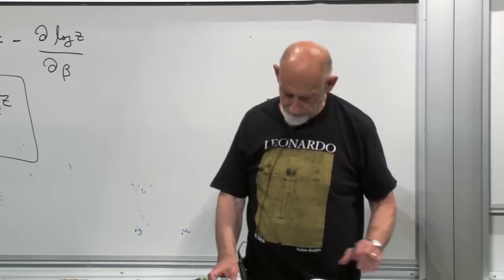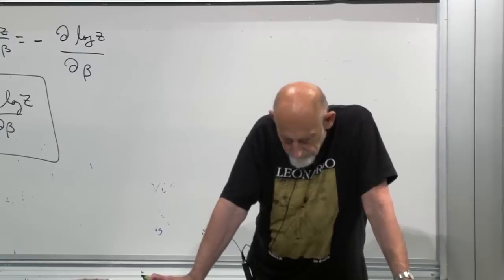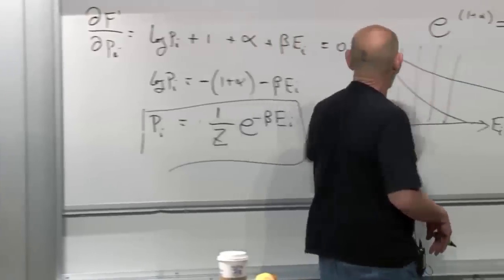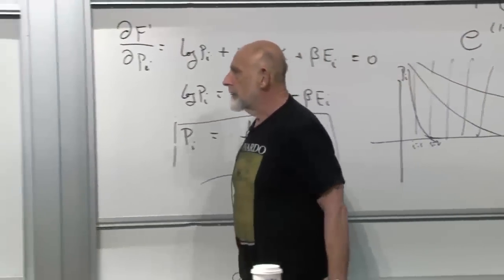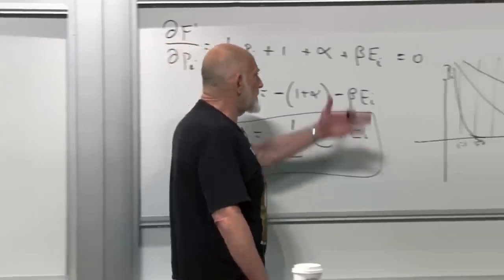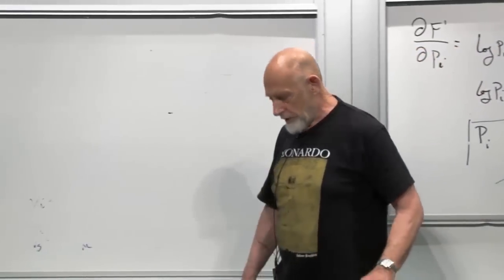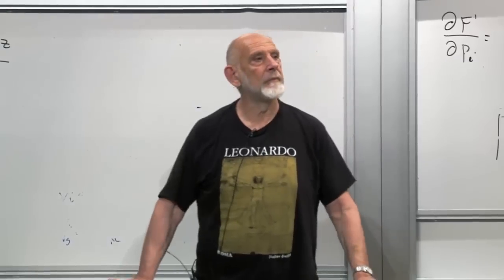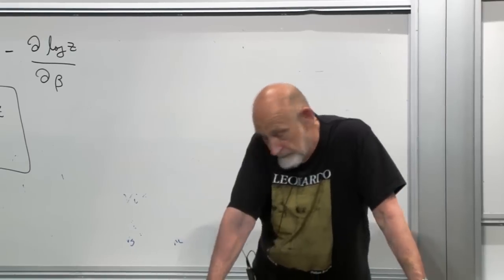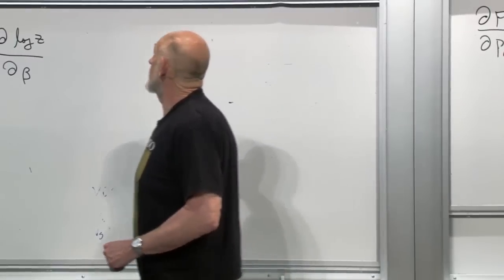Not quite. And alpha is gone from the picture now. Alpha went away a long time ago. We just redefined it. It's embedded in Z. Well, it's e to the 1 plus alpha is Z. It's just a redefinition. But this is predicated on the idea that the second equation, summation P of I, E of I, minus the average energy equals 0, and that supposes a lot about the second equation here.